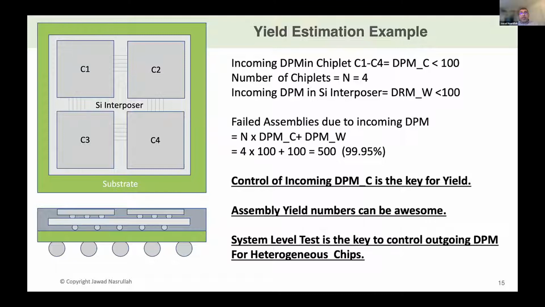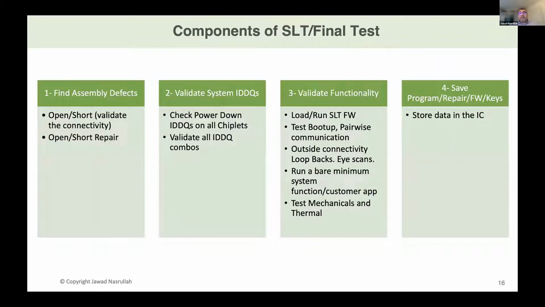So with that one, let's start thinking about the system level final tests and see what the main components are. This is what we had learned: with the system level test, we would like to find, obviously, the assembly defects. If we could somehow repair those, we would. And I'll show you an example of how we were actually doing a repair for it.